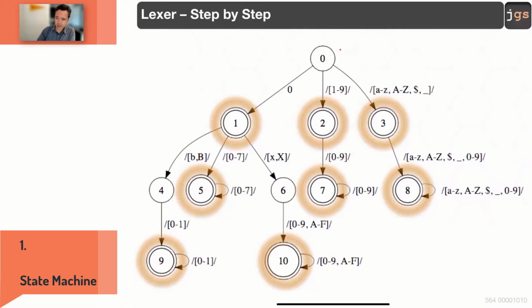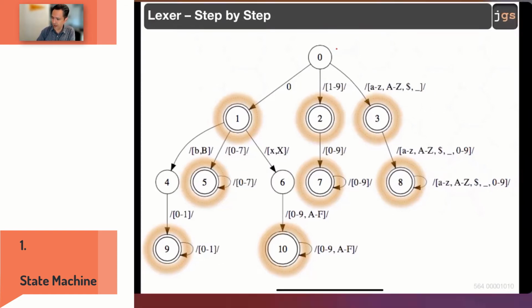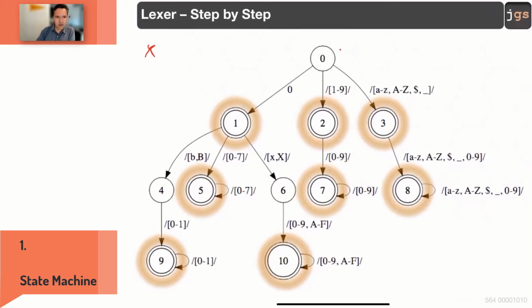What if I receive a 0? What if I am reading something like X equal 0xff? What if I read something like that? Well, you are going to start reading the first character. The first character is an X, and you are here, and you just read an X. So what is going to happen is that you're going to move here.